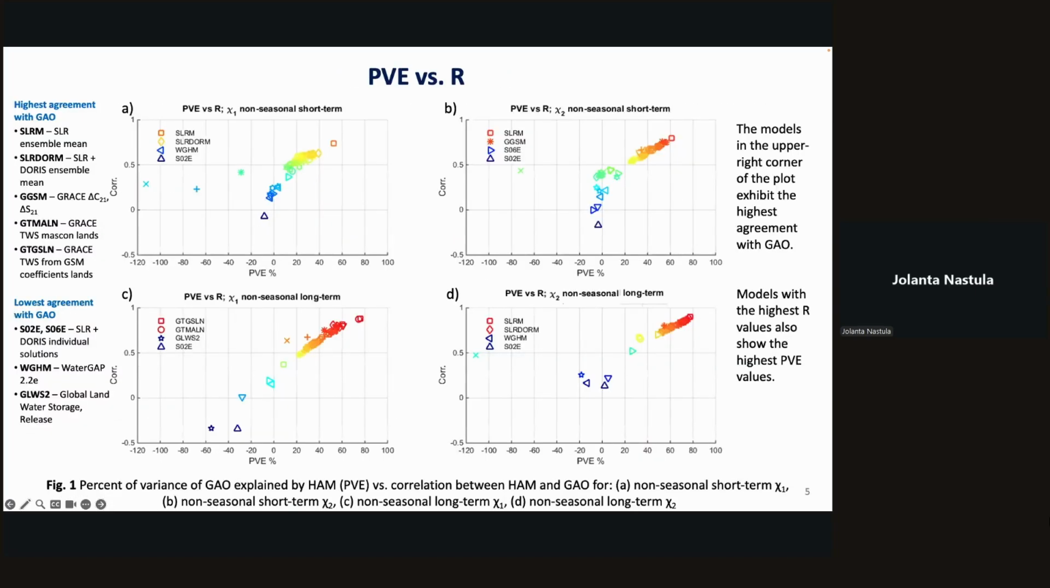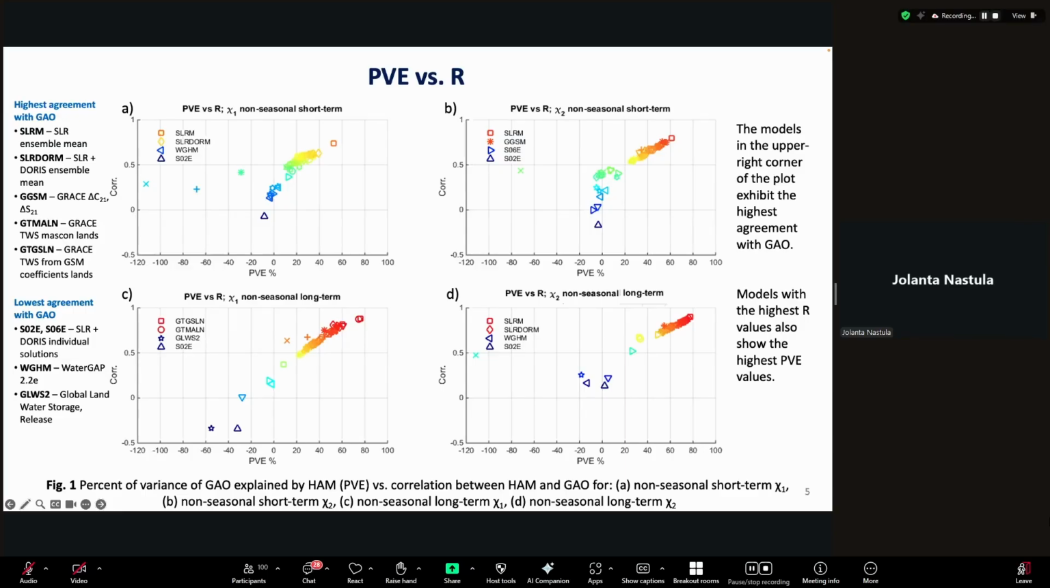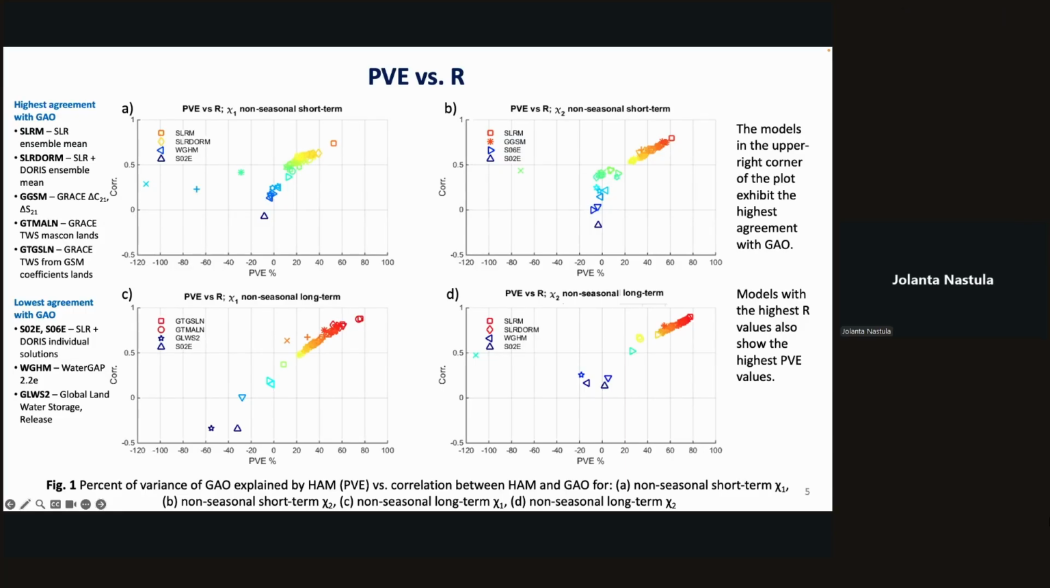So this is an example of our results. These diagrams show percent of variance explained versus correlation coefficient. On the top for short period variation and on the bottom for long period variation. So we may see that the best agreements are obtained for the mean ensemble based on SLR hybrid solutions.